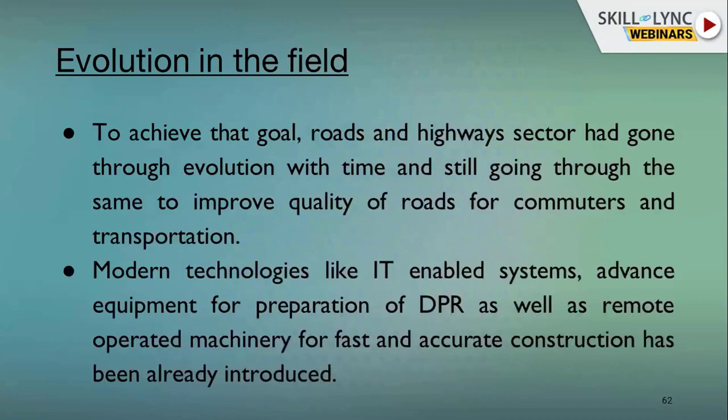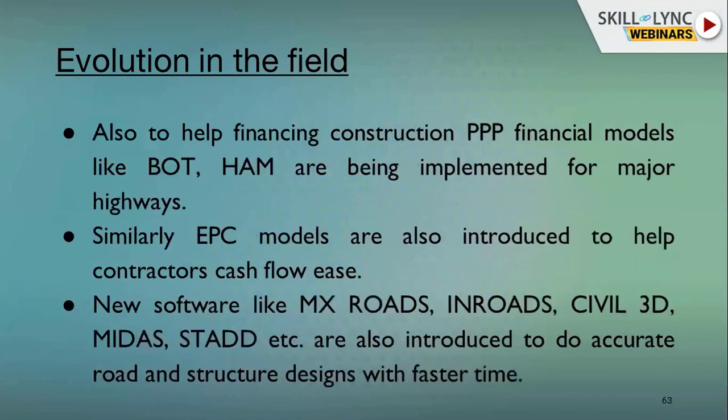Then to achieve that goal, the road and highway sector has gone through various evolutions and improved the quality of roads for commuters and transportation. Modern technologies like IT-enabled systems, for example, you can now pass through toll plazas using FASTag. Three or four years before, it was not like that. Advances in DPR like remote sensing and LiDAR, and the drones we are using, mean accurate construction can be done nowadays. Construction machineries are also now laser based and very accurate.